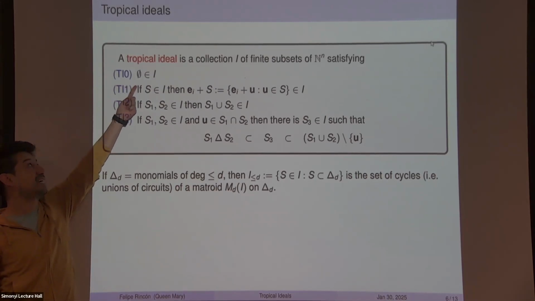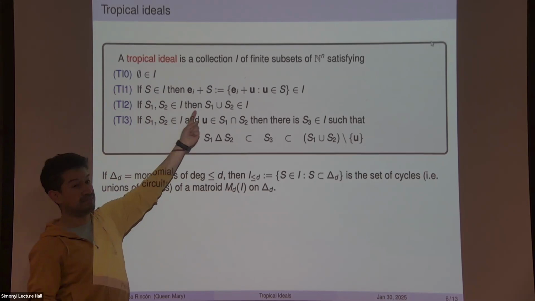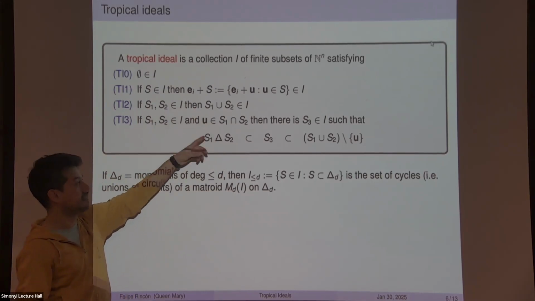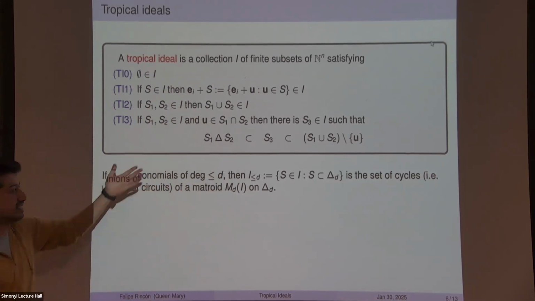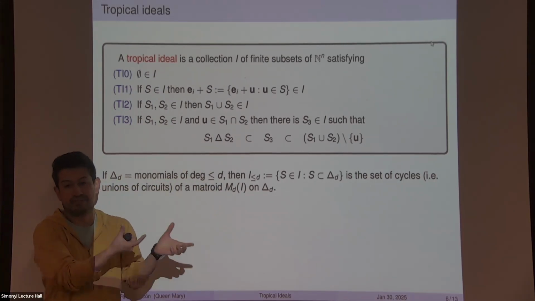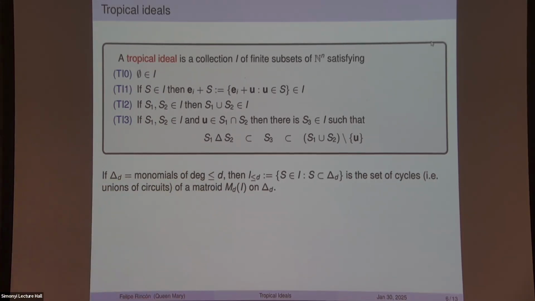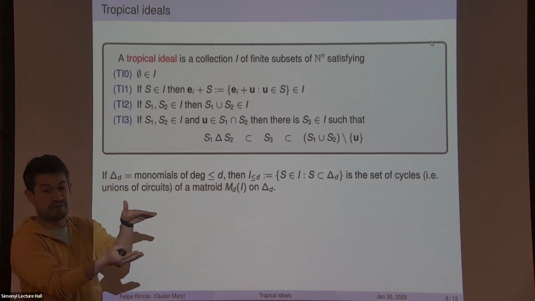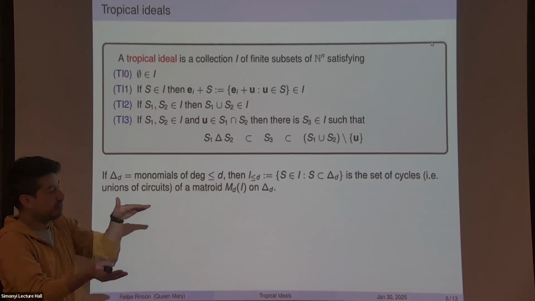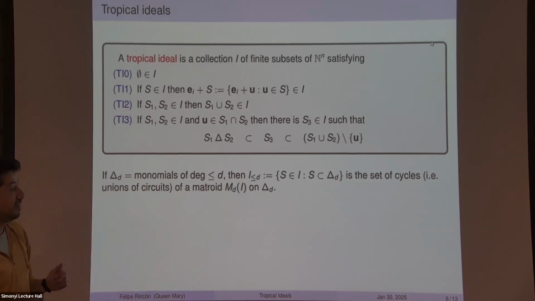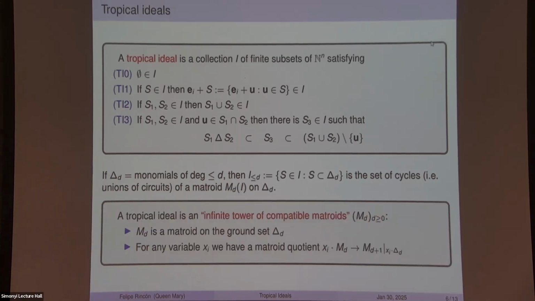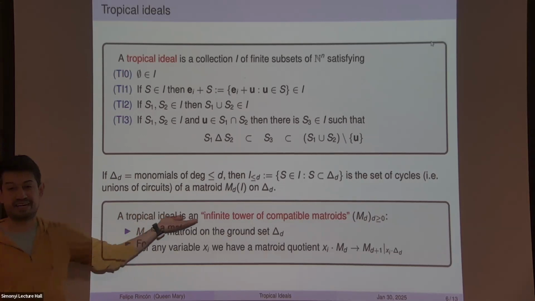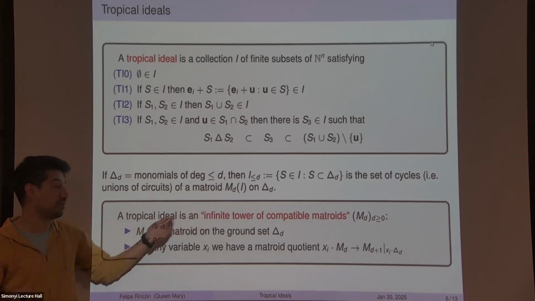The empty set is a cycle. If you take 2 cycles, the union is a cycle. And if you have 2 cycles, then they have some elimination property. This is like the circuit elimination property, but for unions of circuits and not just for one circuit. So 0, 2, and 3 are saying you have a matroid. Whenever you truncate your ideal to some degree, you get a matroid. But of course, these matroids keep growing with the degree. So maybe the way I really think about tropical ideals is like this: an infinite tower of compatible matroids.